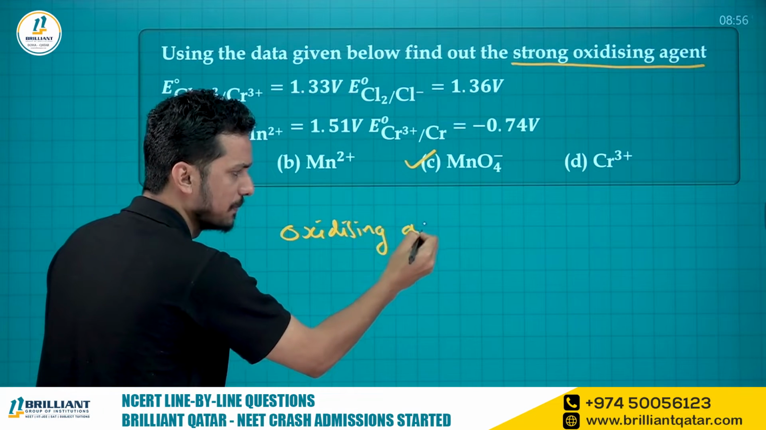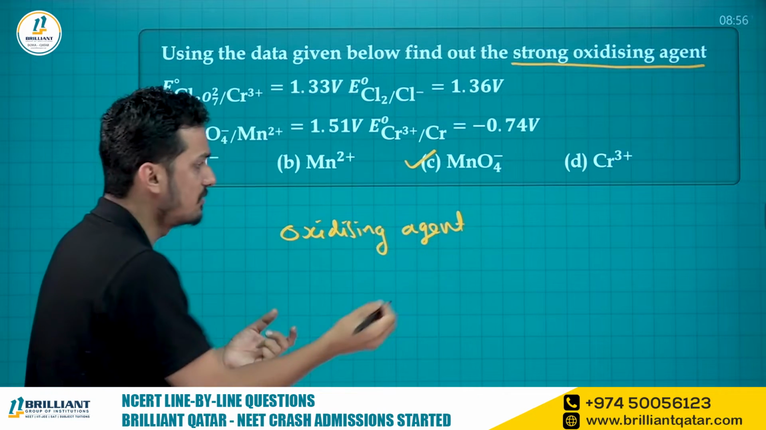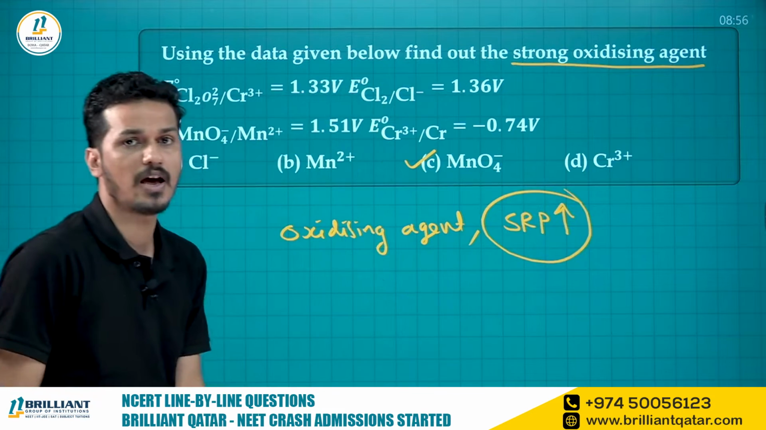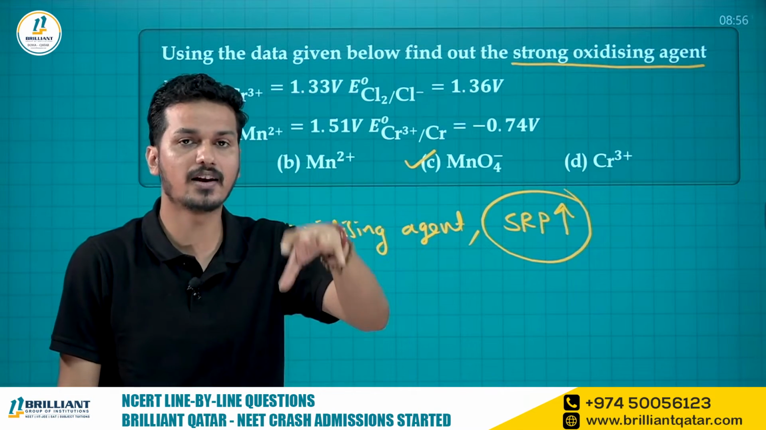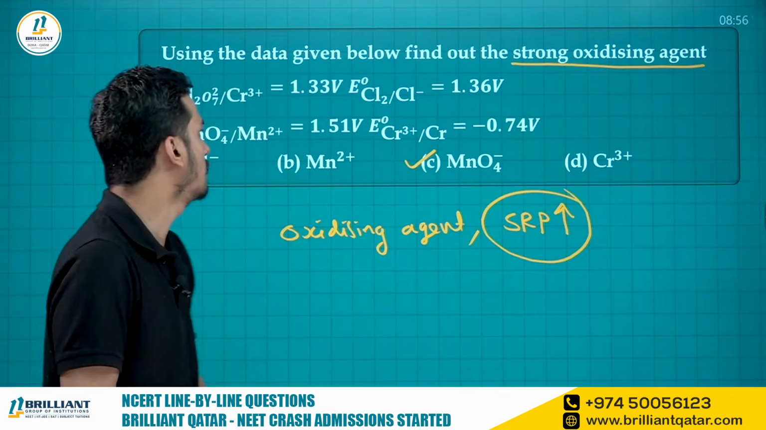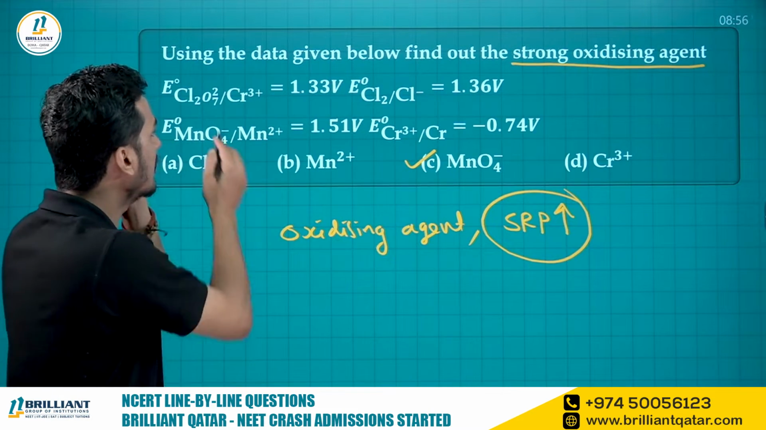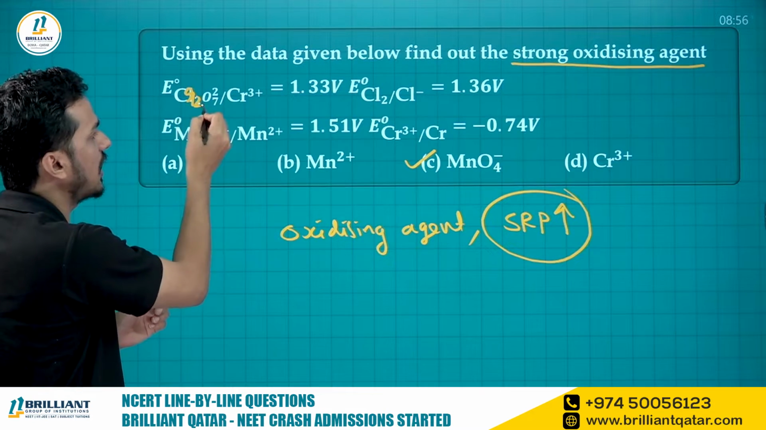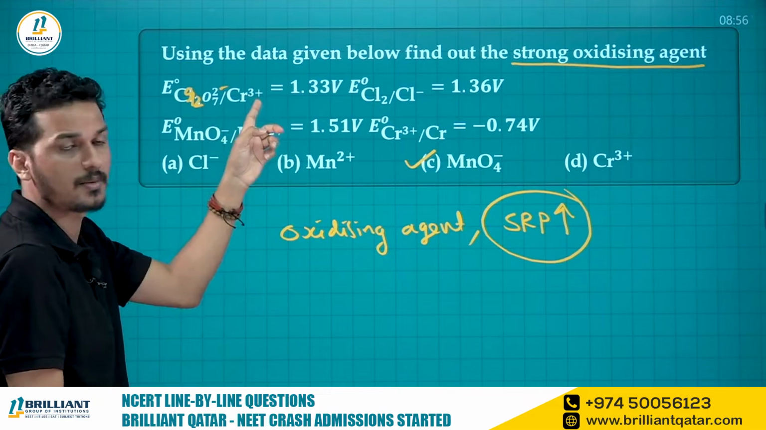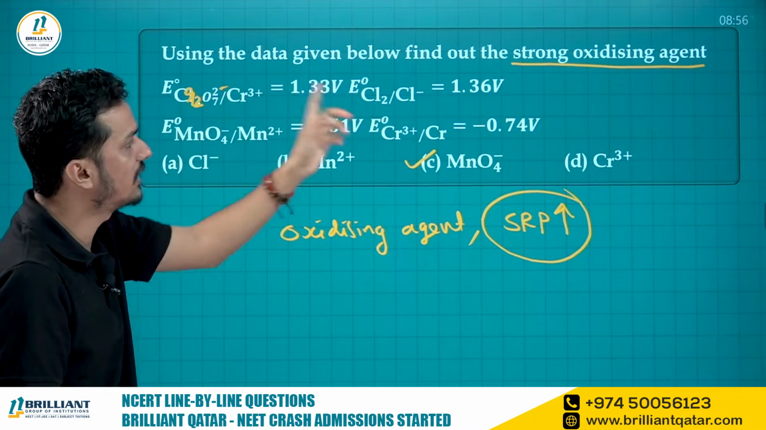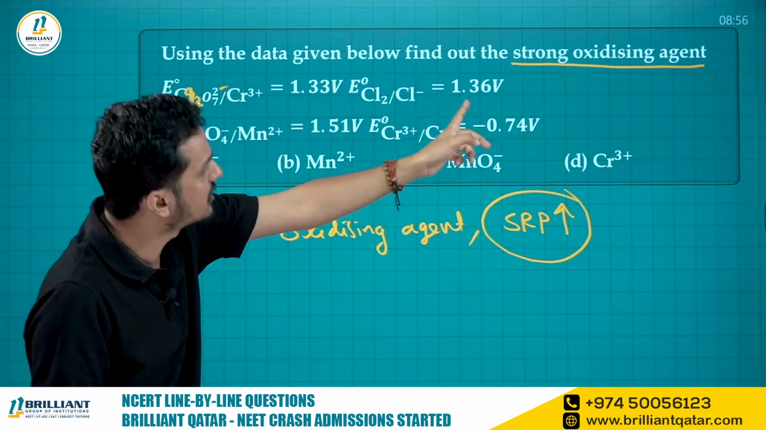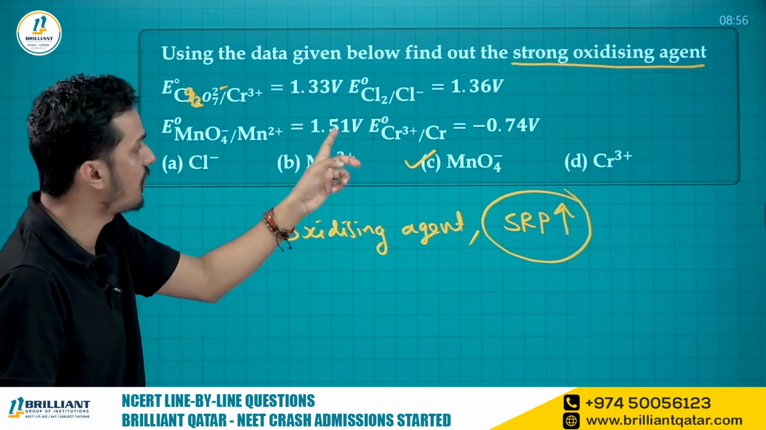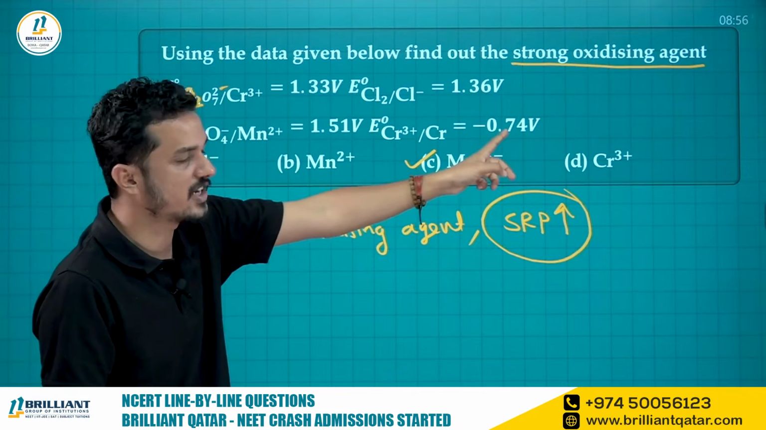As I already told you in the previous question, a strong oxidizing agent means its SRP value should be very high. Standard reduction potential value should be very high. Now look at the values. Cr2O7 2- becomes Cr3+, 1.33 volt. Cl2 becomes Cl-, 1.36 volt. MnO4- becomes Mn2+, 1.51 volt. Cr3+ becomes Cr, minus 0.74 volt.